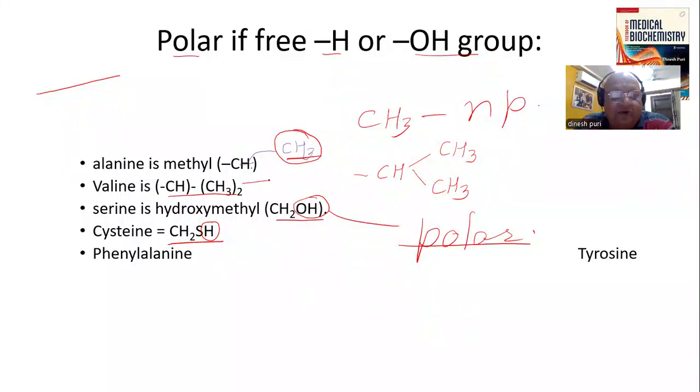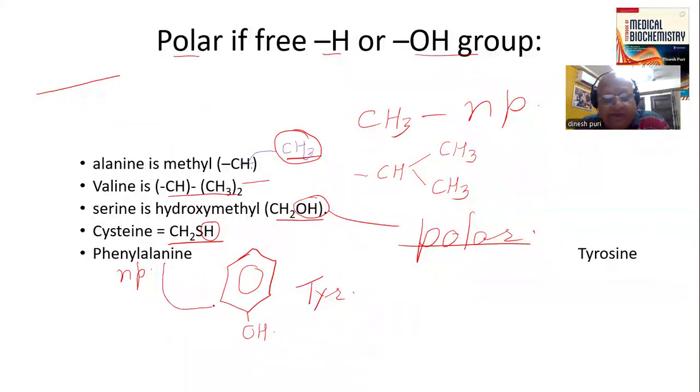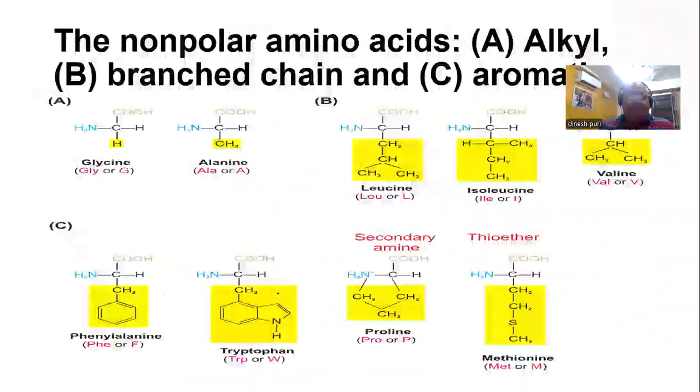Likewise, valine is also non-polar. What about phenylalanine? We'll see later, it has a benzene ring, a 6-carbon ring. So it is a non-polar amino acid. If we attach a hydroxyl group here, then this becomes polar. And this amino acid is called tyrosine. So phenylalanine becomes tyrosine. This is non-polar and tyrosine is polar.